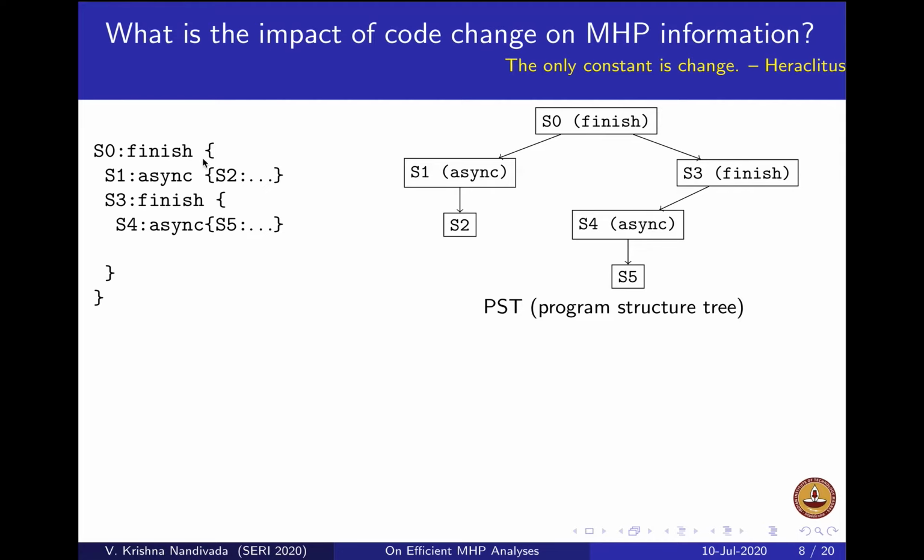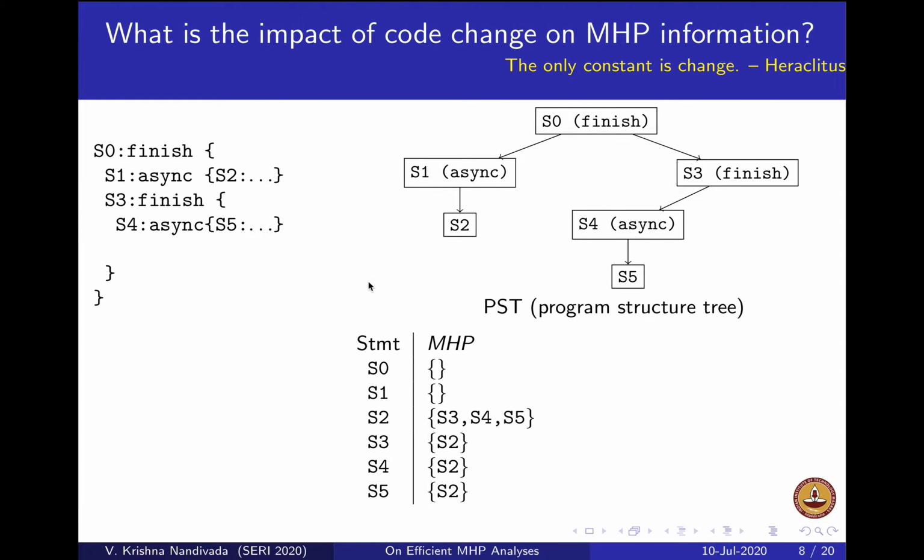I have a finish statement. Inside that I have an async statement, which is S1, and the async has a body S2. And after this, the async will run in parallel with the finish statement S3. S4 is again another async. If you look at the program, I can also represent it as a program structure tree where the finish has two children, S1 and S3. S1 is an async and S3 is another finish. The body of S1 is S2. So S2 runs in parallel with the right hand side. Such a representation is called a program structure tree, which is a concise AST, abstract syntax tree, if you want to think about that.